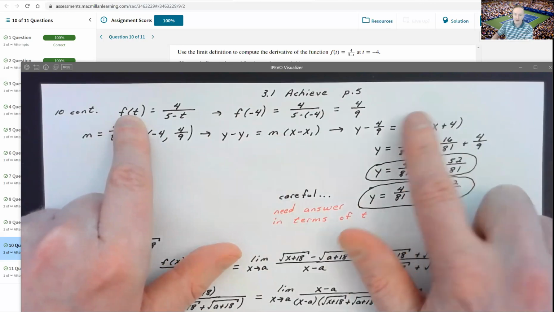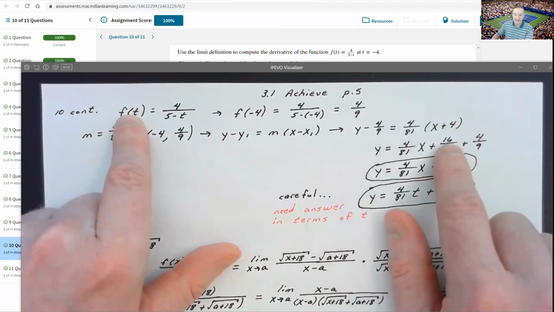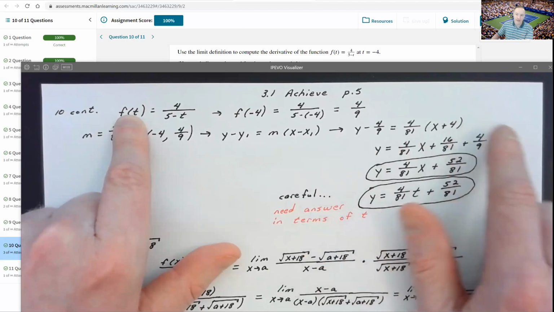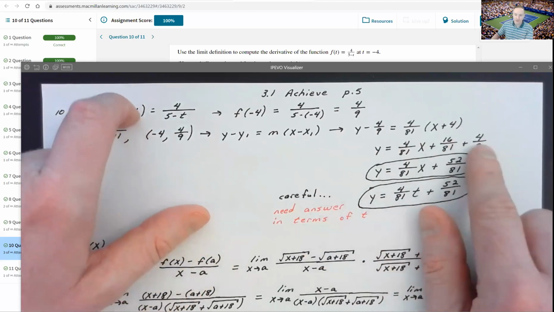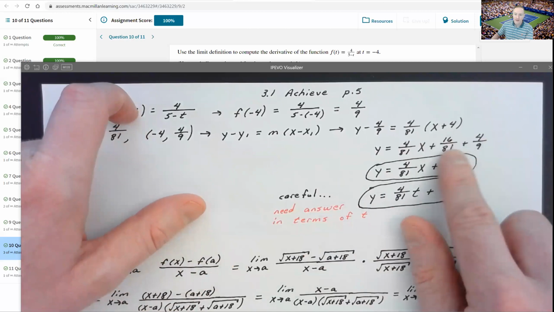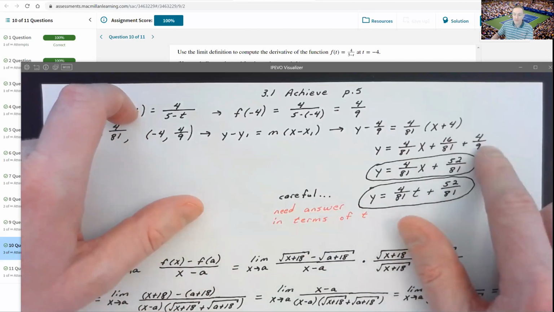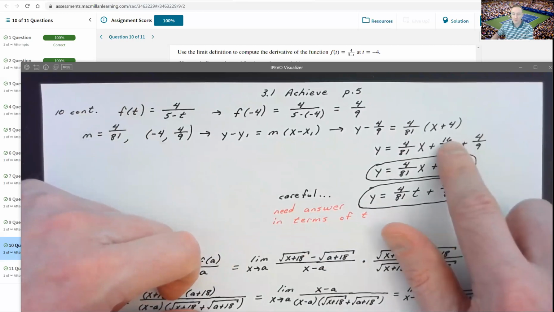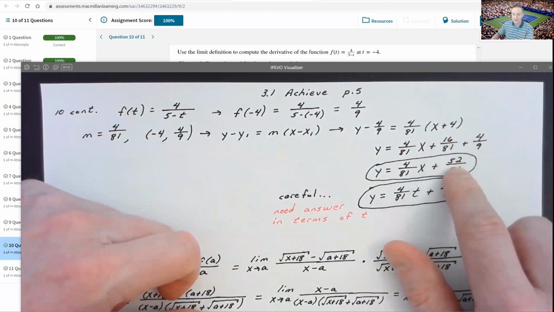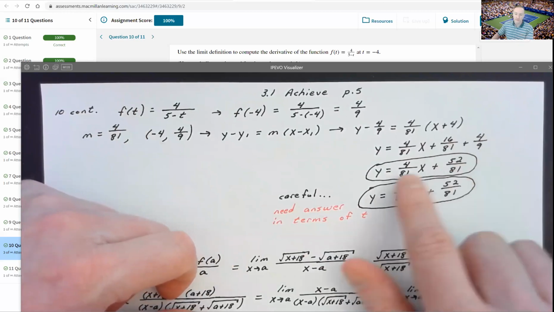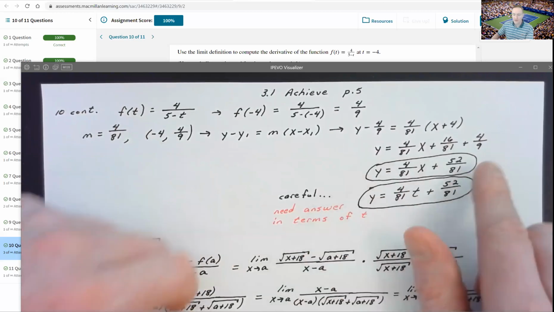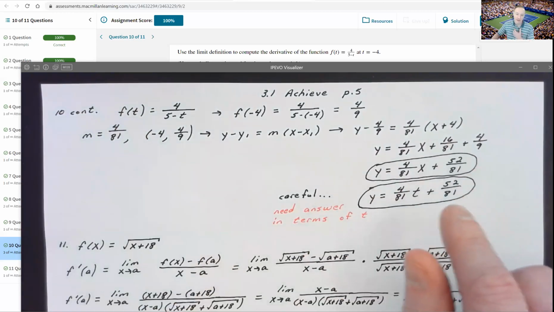But before I got to that, I distributed the 4 over 81 and got 16 over 81. I had to add 4 over 9 to both sides, so this was just a nice arithmetic problem. I said, well, I'll have to multiply the second one by 9 over 9. That'll give me 36 over 81. 36 over 81 plus 16 over 81 gave me 52 over 81 for the constant, plus, of course, the slope times x.